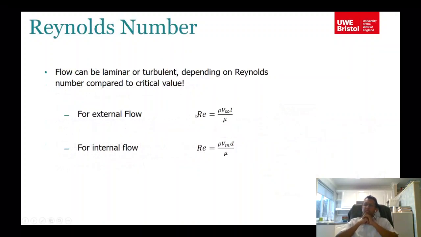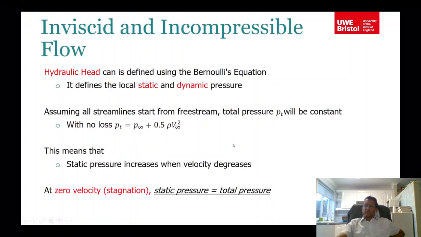Then we define what you call the Reynolds number. You must know that for internal flows, the Reynolds number is Re equals rho V d over mu, but for external flows it would be rho V infinity L over mu. Here L is the length scale, and for internal flow it's the diameter of the pipe. If it is analogous to a pipe, it's the diameter. Then we look at inviscid and incompressible flows.